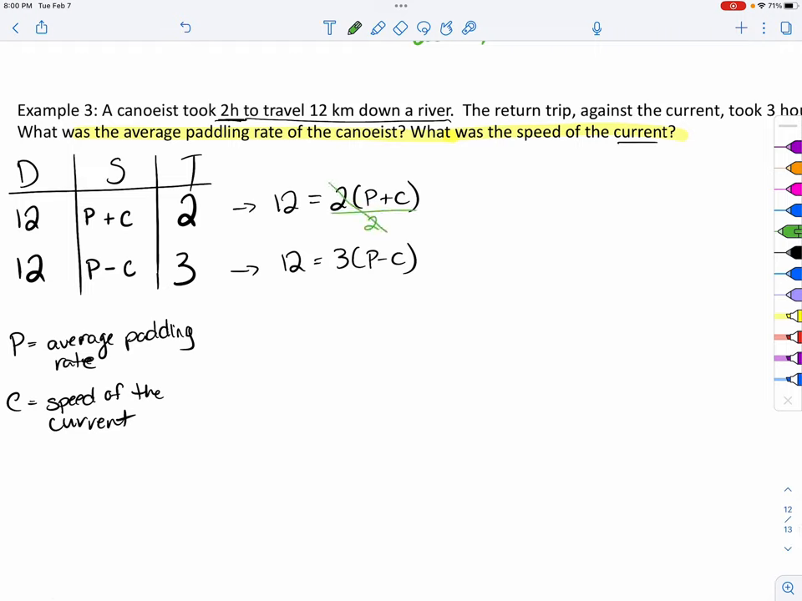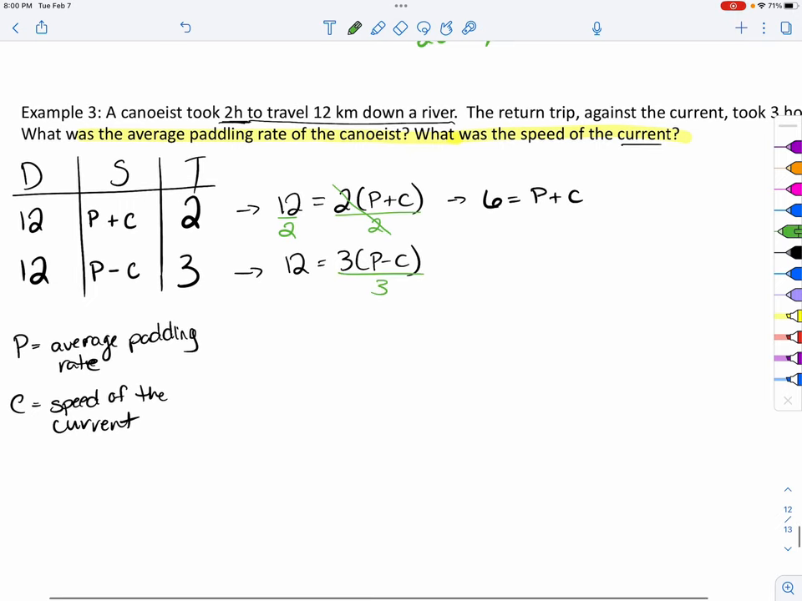If I divide this side by 2, those cancel, and I can divide that by 2 nicely. So that equation would simplify to 6 equals P plus C. Second equation, if I divide by 3 on both sides, it actually simplifies very nicely as well. Okay. Now you've got equations with a P and a C.